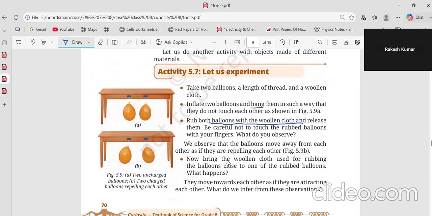This is how, if you rub two balloons with woolen cloth and hang them both and release them, you will notice they move away from each other because they are repelling. They have got the same charge. Here, there's the same charge. This is charged, this is charged, and they have the same charge. So they will start repelling each other.